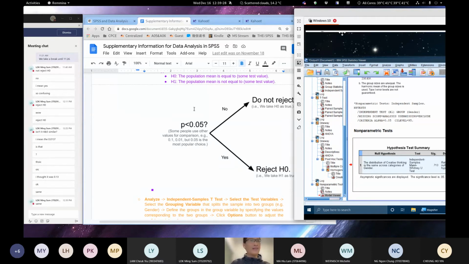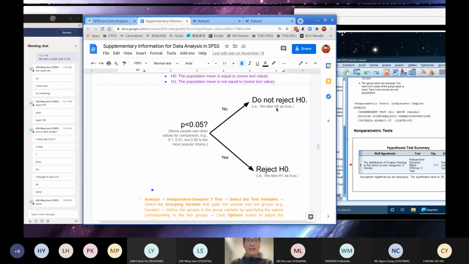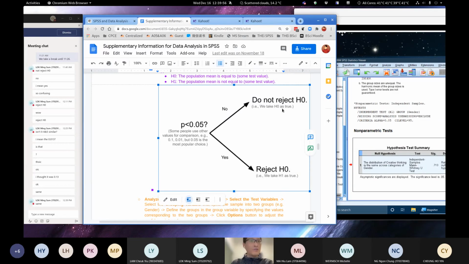The reason is that the p-value is so large that we go to the upper one. It is not smaller than 0.05. It means that if we reject the null hypothesis, the probability that we are wrong will be 71.3%. That is a very high probability, and we don't want to do that. Now, according to the tree here, we do not reject the null hypothesis, or in other words, we say that the two genders are the same in creative thinking.